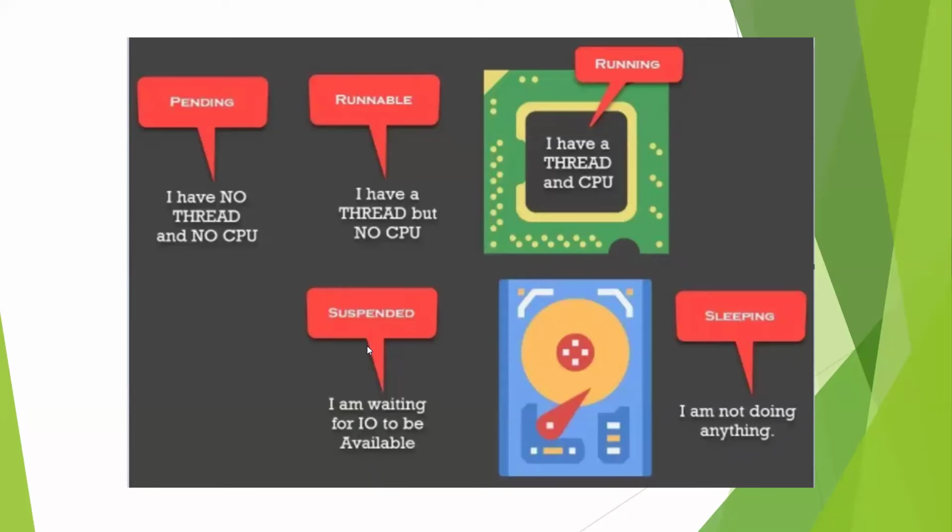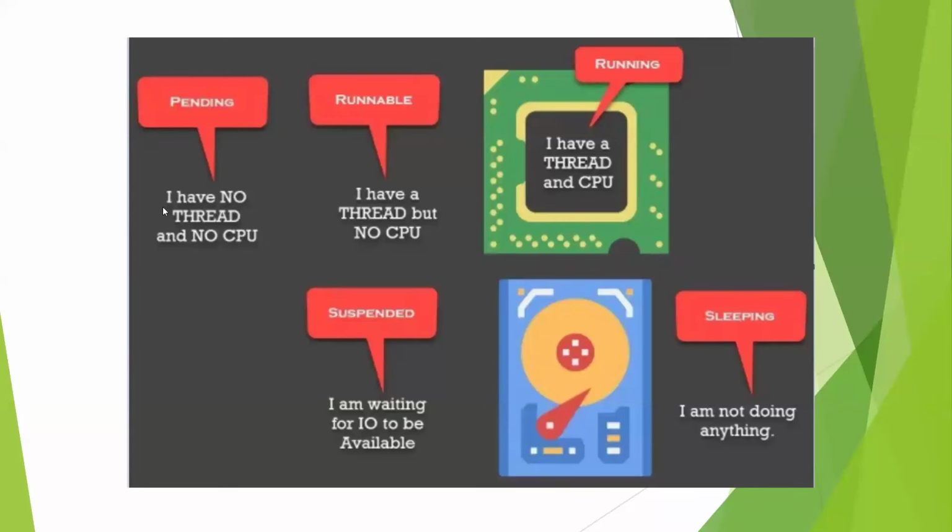Suspended is if the thread is waiting for some resources. I told you, in the waiter queue, if the thread requires some resources, it can be a lock or it can be memory, anything that requires some resources, it will be in the suspended state.